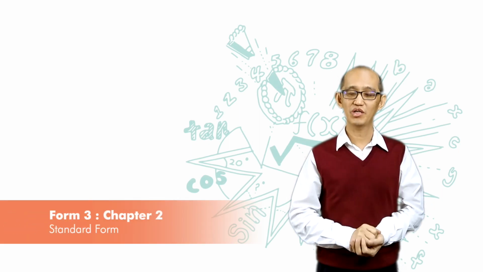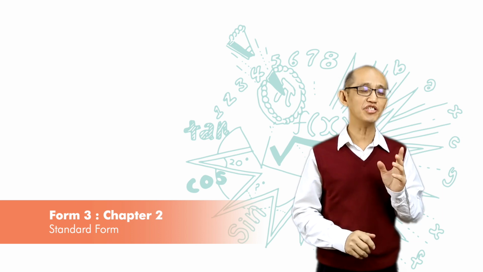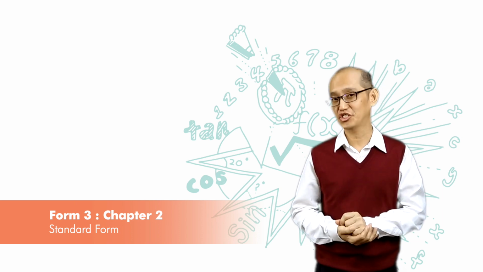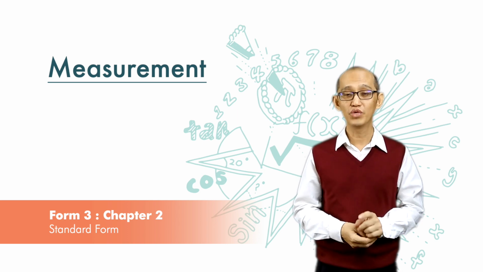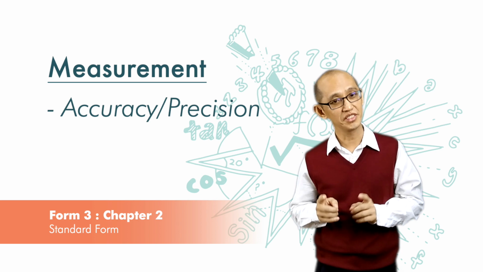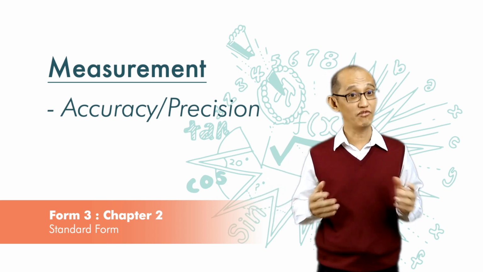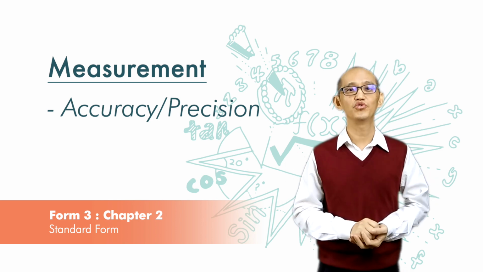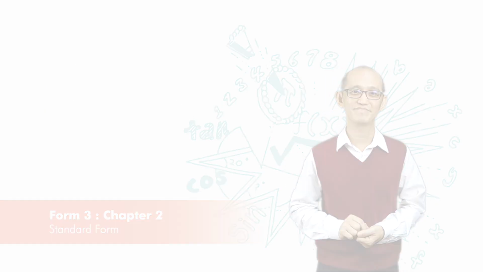Next, we are going to look more closely at significant figures. Actually, significant figures has a lot to do with measurement. It has a lot to do with accuracy and precision. It tells us the extent of precision of our measurements. And of course, that has a lot to do with the precision of our measuring instrument.